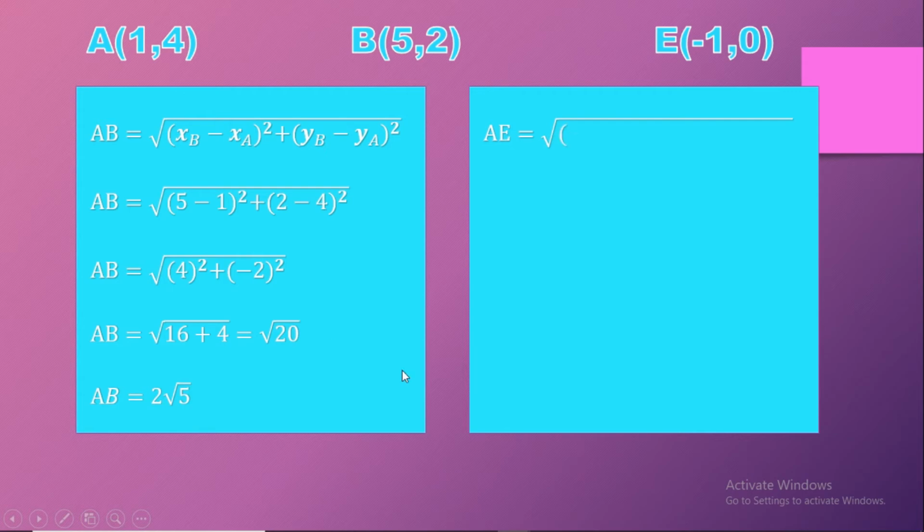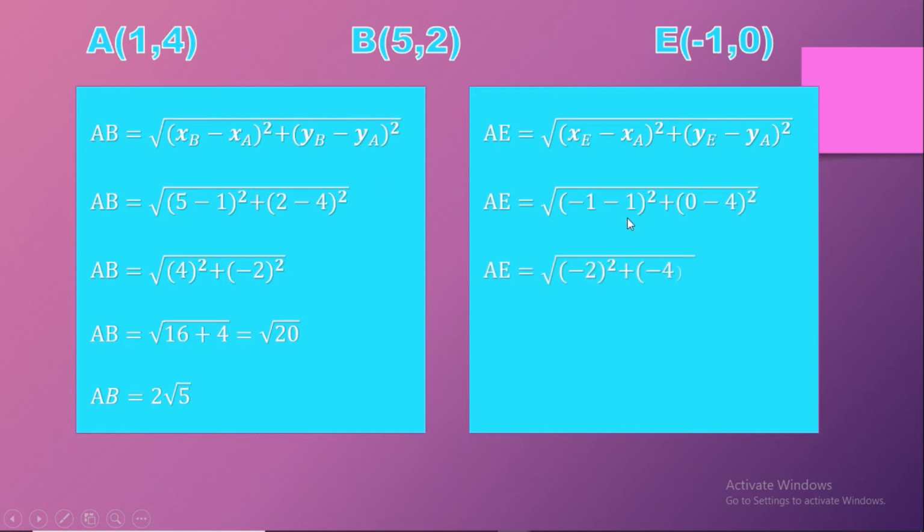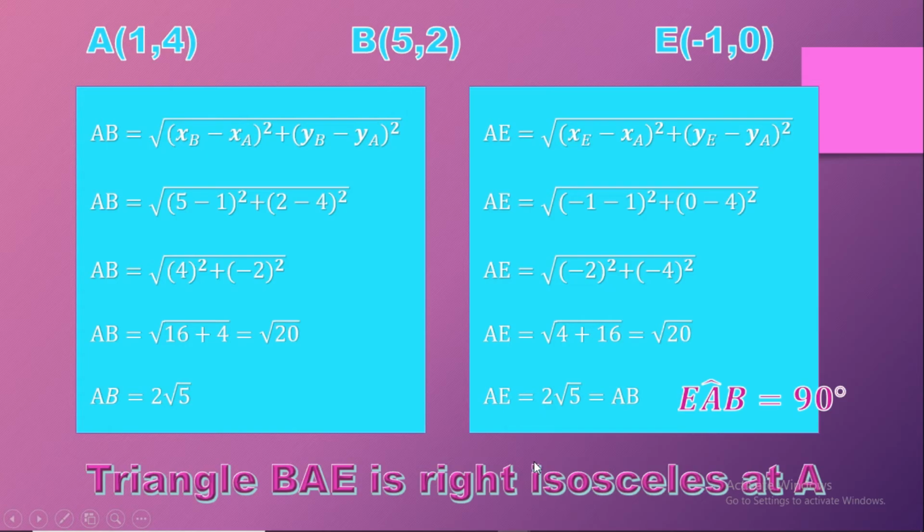The same for the length of the straight line AE, which is radical of (xe minus xa) square plus (ye minus ya) square. We have xe, which is minus 1, minus xa, which is 1, it gives us minus 2 all square. Also ye minus ya gives us 0 minus 4, so it's minus 4 all square. Since we have a square, it becomes plus 16. Now radical of 4 plus 16 is equal to radical 20. When we simplify it, we get AE equals 2 radical 5. Note that in this case, AB and AE have the same length, they are equal. Therefore, since angle EAB equals 90 degrees, triangle BAE is right isosceles at A.